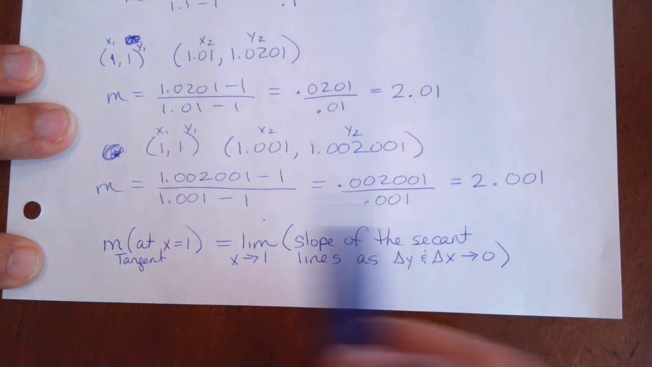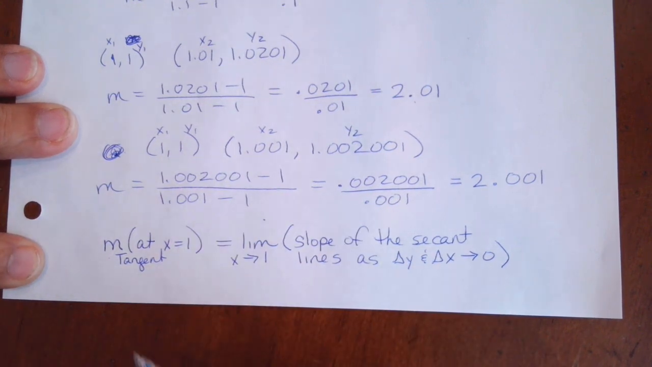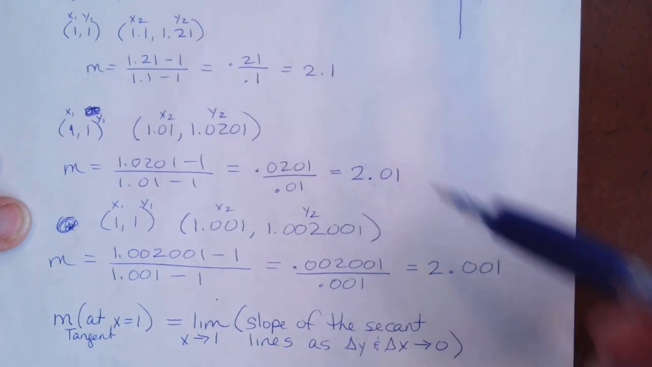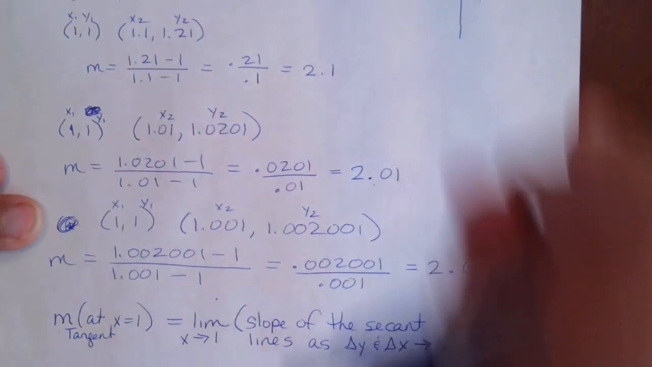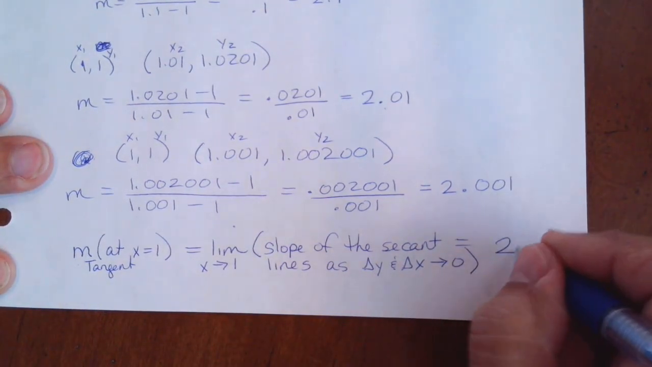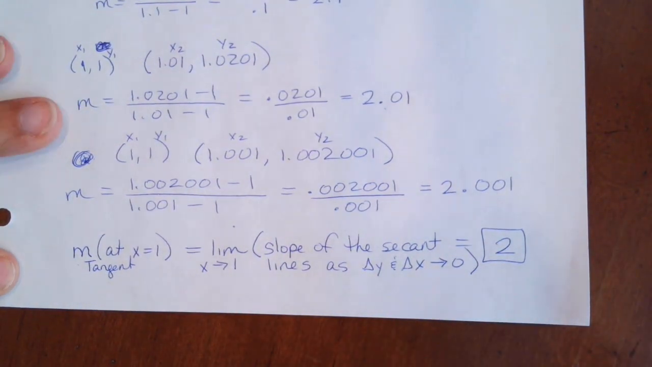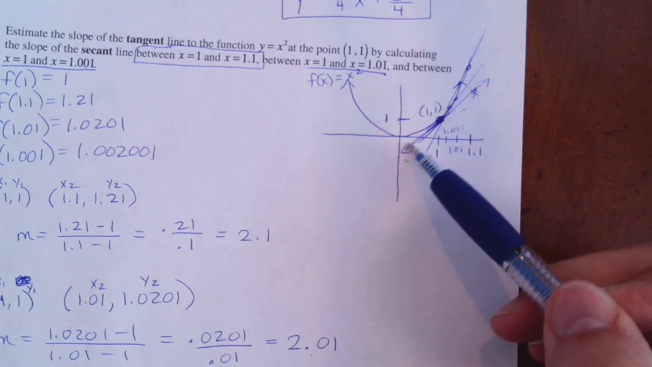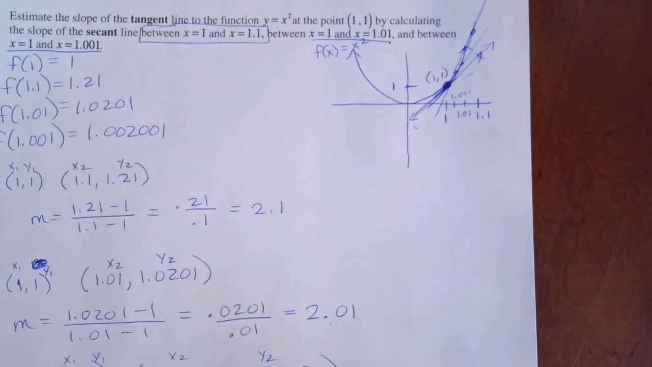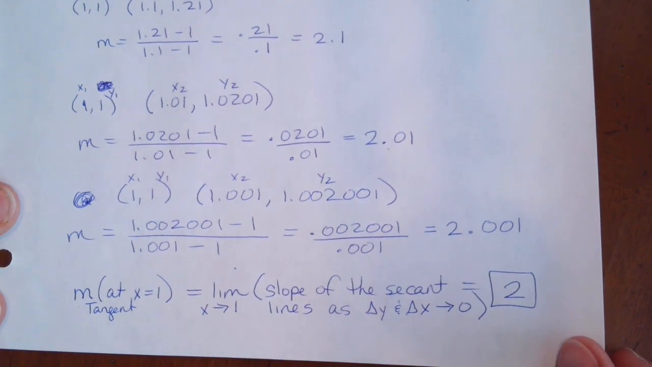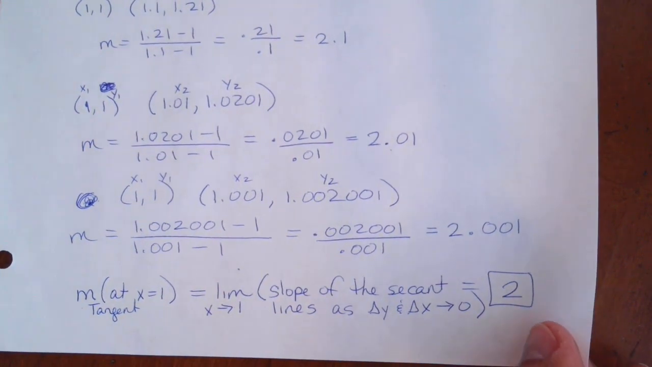Right? So the distance between them was getting closer and closer. So if you look at that, 2.1, 2.01, 2.001, those values are approaching the number 2. So there is the slope of the tangent line. The slope of that line right there is 2, and I found it by using those other ordered pairs that are close to it. Okay, limit problem.